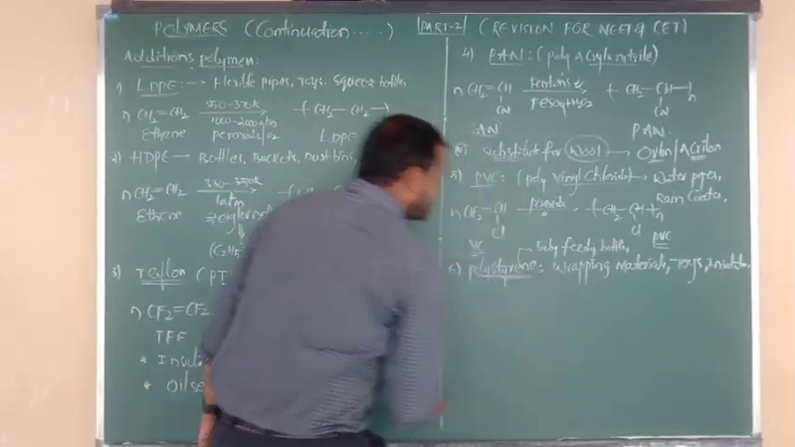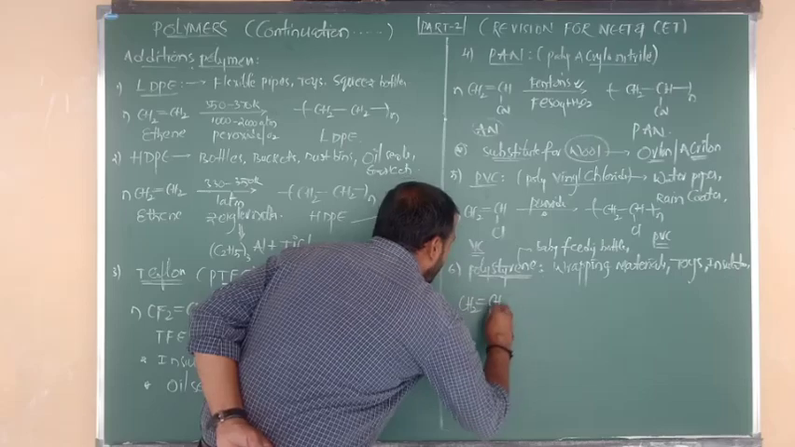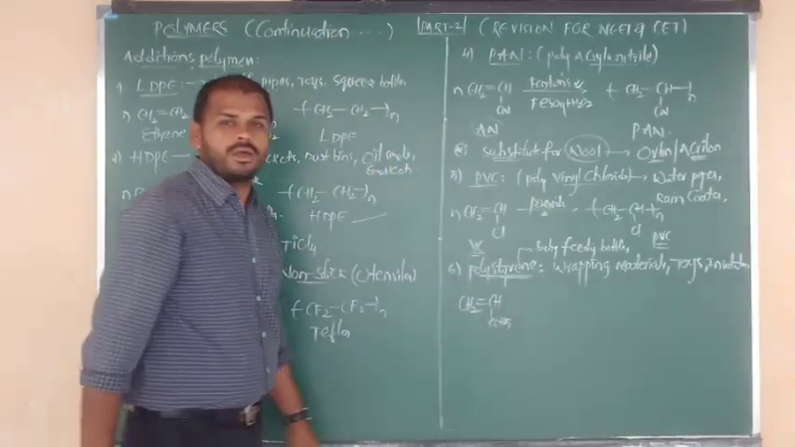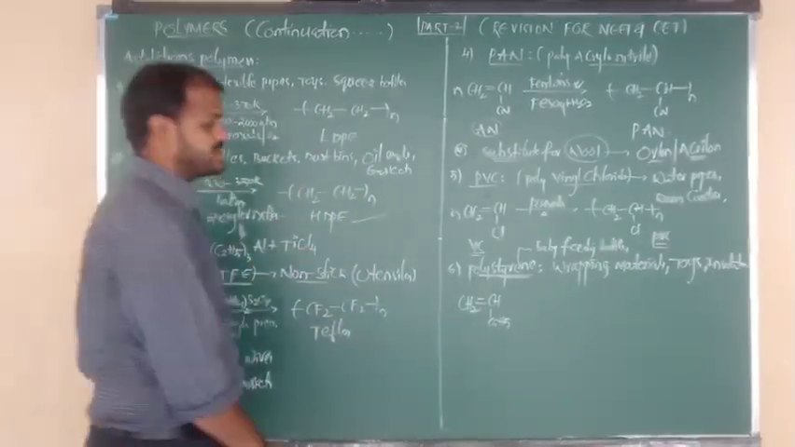Okay, what is the monomer? Styrene. What is meant by styrene? Styrene, another name is called vinyl benzene. You have to be focused on this word. What is meant by styrene? Vinyl benzene. You have to keep focus on this word.